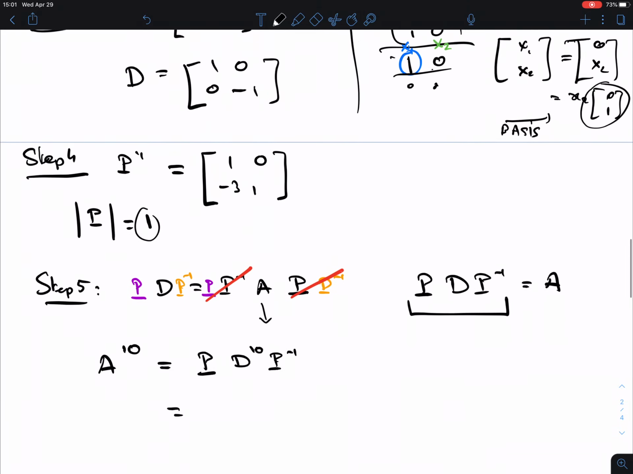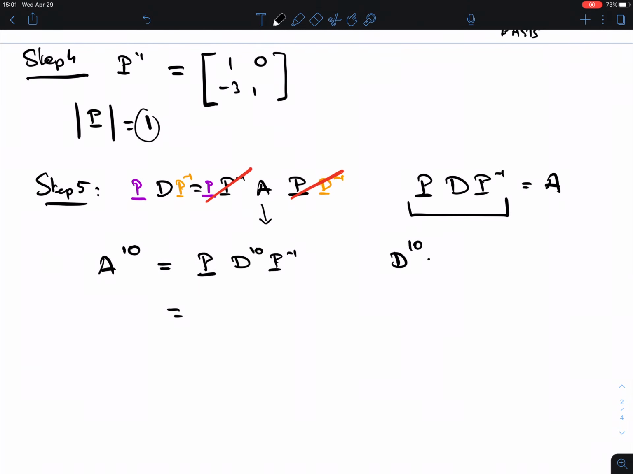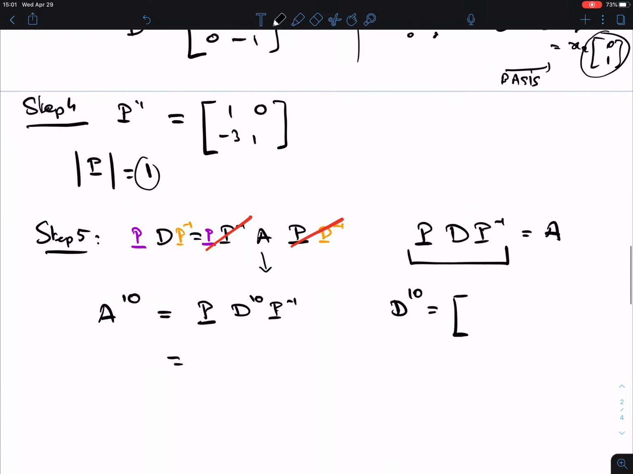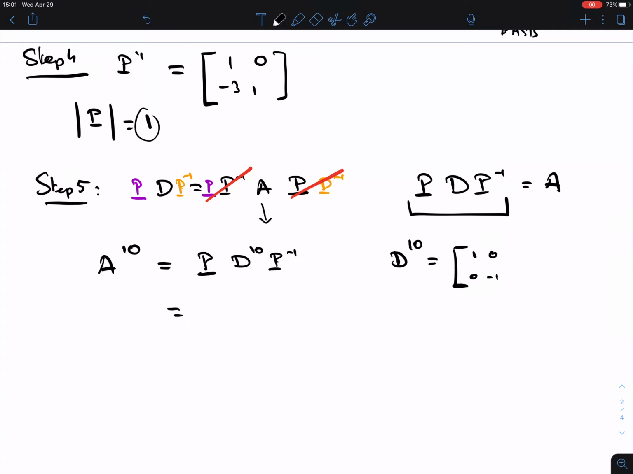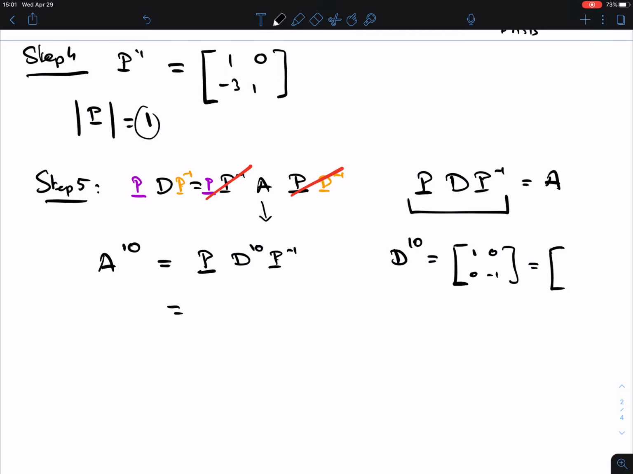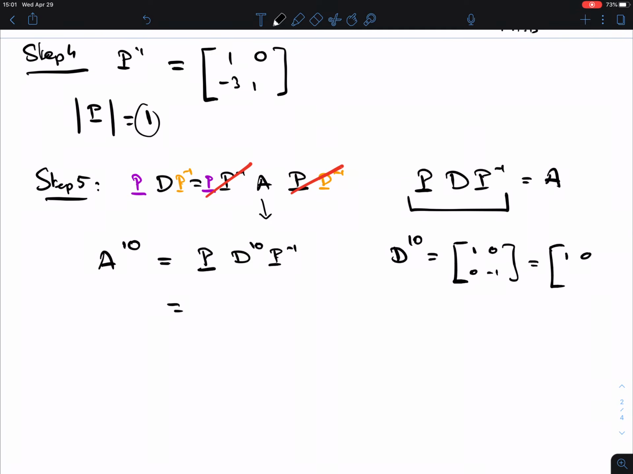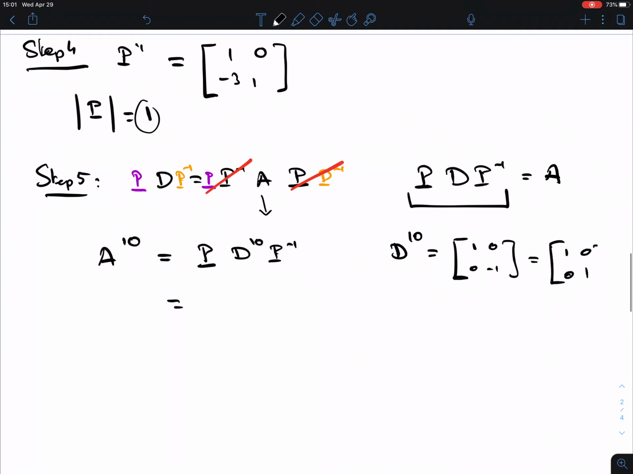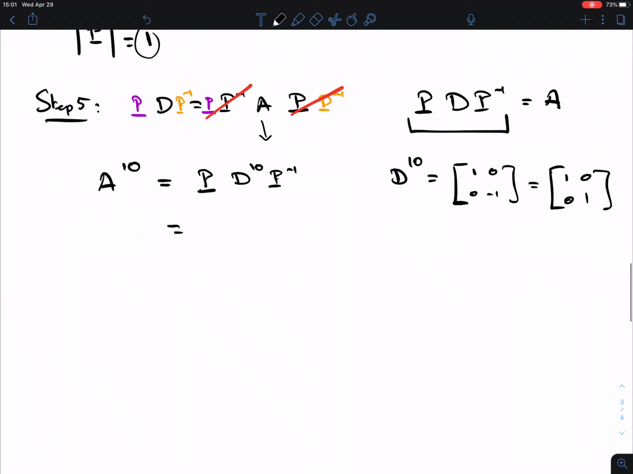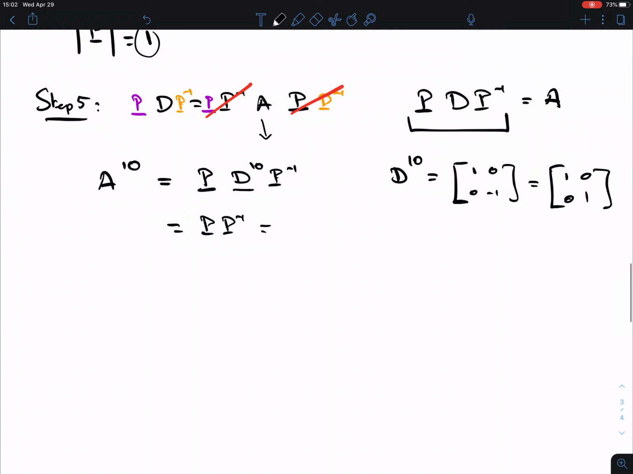D to the power 10 is something I can write down easily because it's a diagonal matrix. And that means just take the power of each of the diagonal elements. That's why I cannot do this in general, but with a diagonal matrix I can. And the diagonal matrix is 1, 0, 0, negative 1. It's even easier here, the numbers are very small. 1 to the power 10 is just 1. Minus 1 to the power 10 is also just 1. So I just get the identity matrix here. But then I have P times P inverse. This is just the identity matrix.